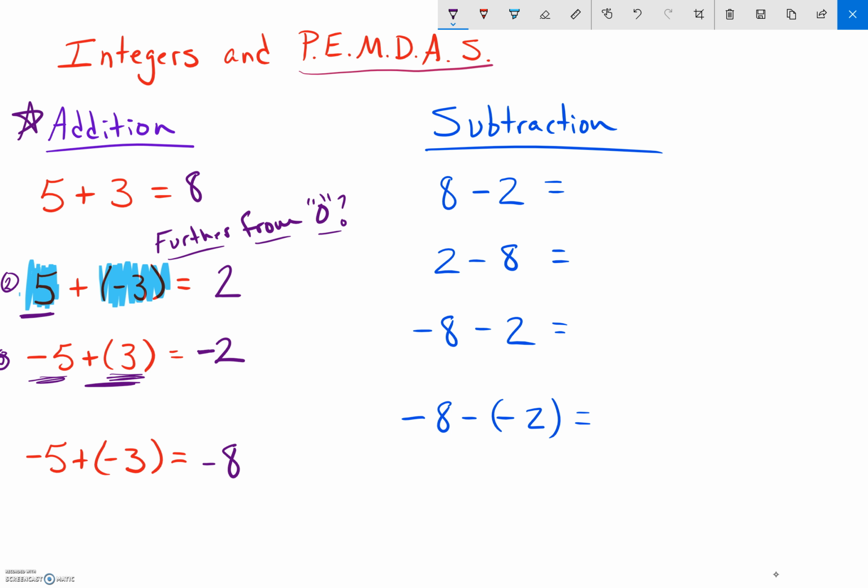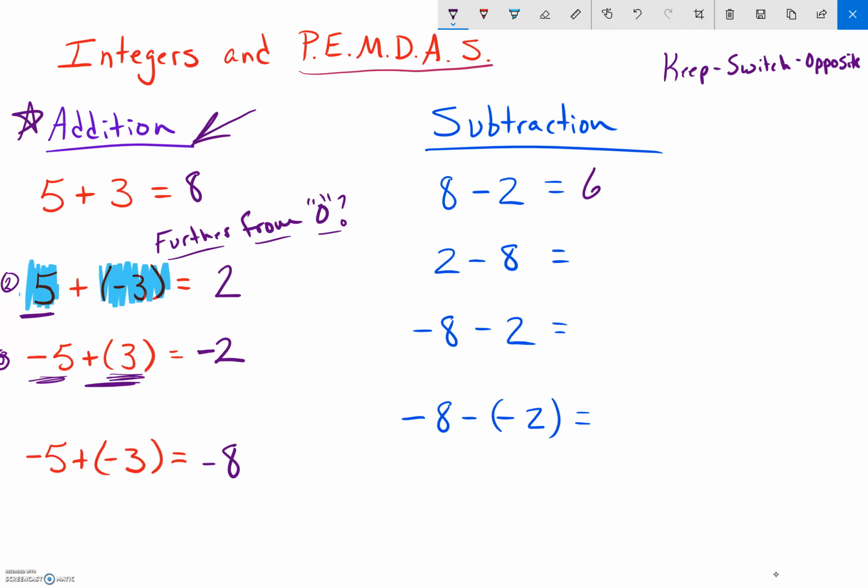Subtraction, we had one rule, and that was if you're confused, keep, switch, opposite. Works every time. If you do that, it'll turn your subtraction problem into an addition problem, and you'll just use these rules. So the first one, 8 minus 2, there's no trick required. It's just 6. The second one, 2 minus 8, you're taking away more than you have.